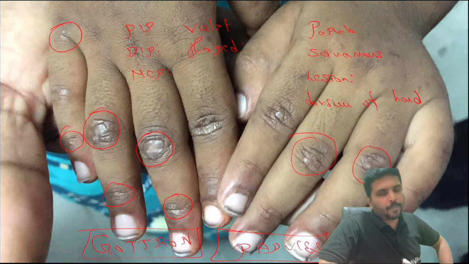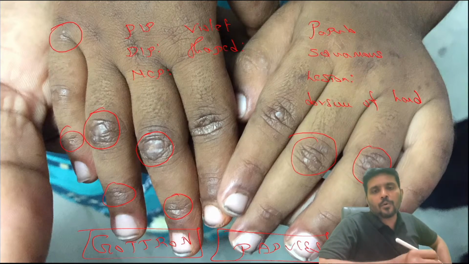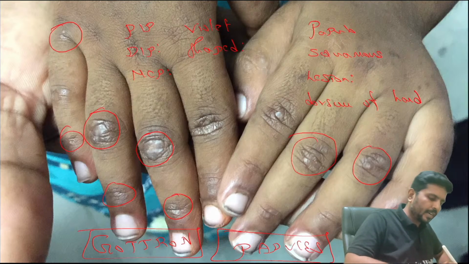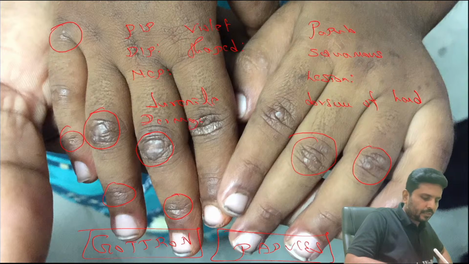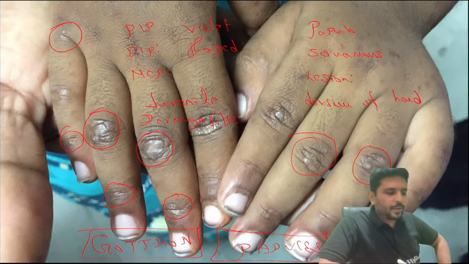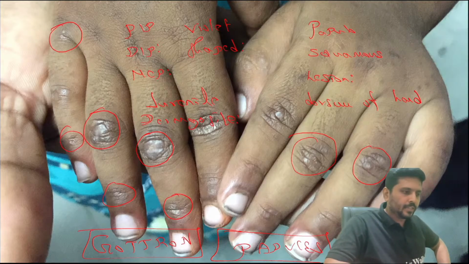These Gottron papules are pathognomonic of a skin condition otherwise called what? Juvenile dermatomyositis. This condition is called juvenile dermatomyositis.